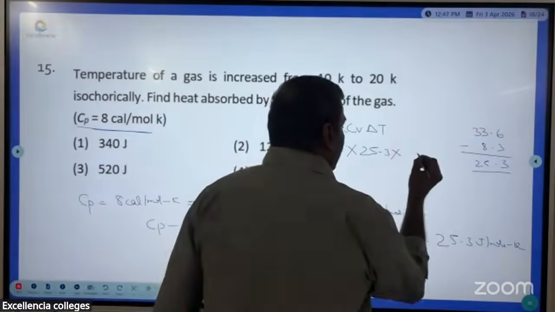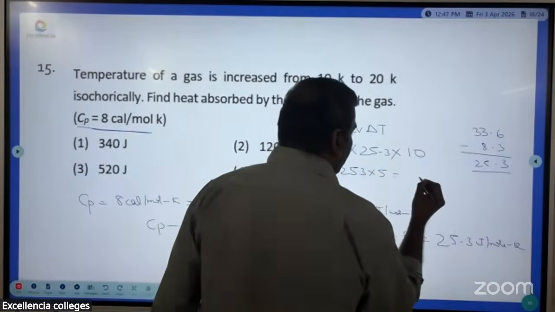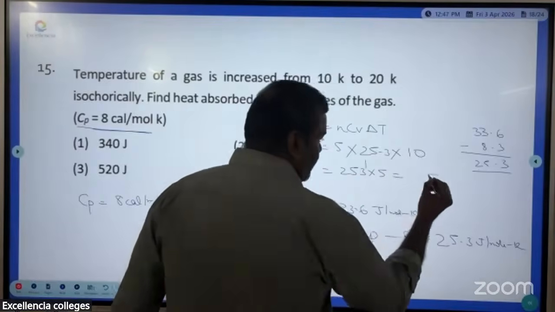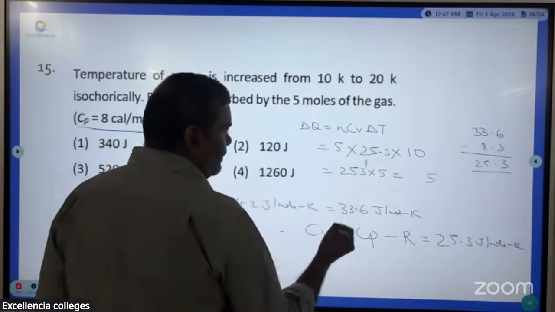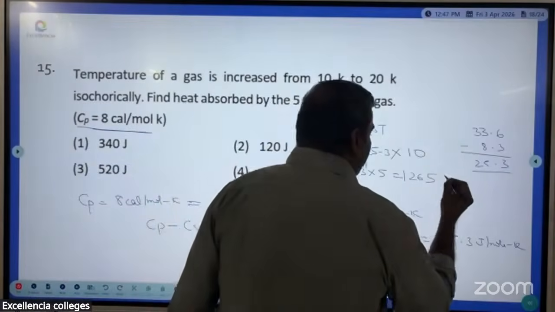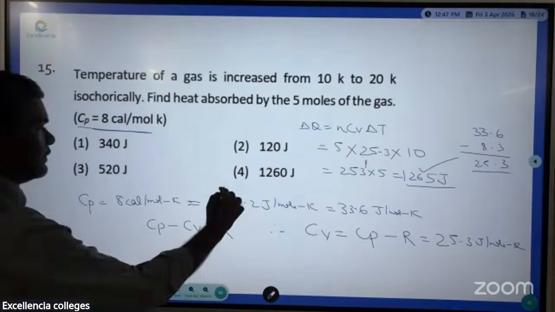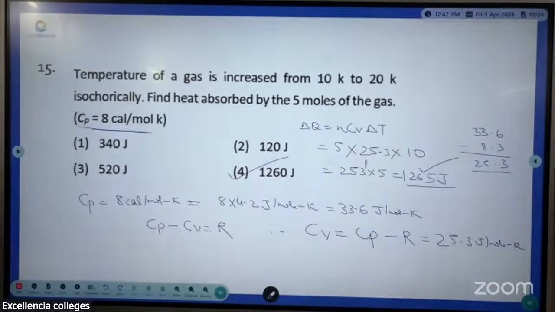The calculation this time will become 253 multiplied with 5. 5 3s are 15, 5 3s are 15, 25 5s are 125, 126. So 1265 joules. Okay. This is the answer to be marked. About 1260 joules will be the answer here. Right?